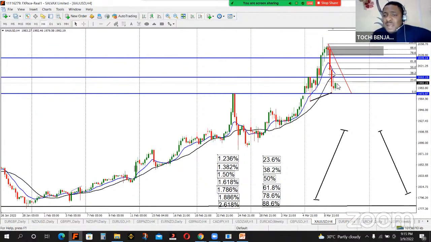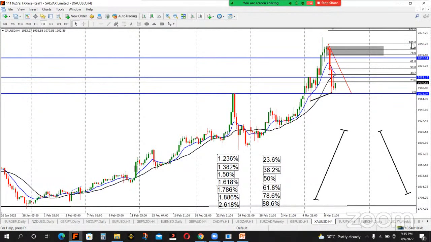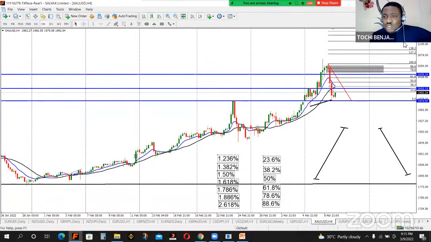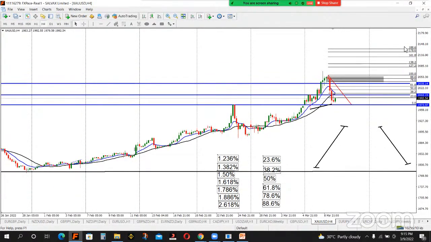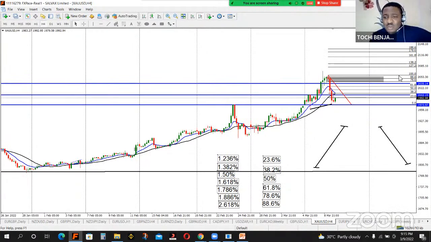If this market really wants to sell, it can do 38.2 or 23.6, which Leonardo Pisano said is not a valid retracement. Valid retracement starts from 38.2, 50, 61.8, 78.6, 88.6, which is deep retracement. Immediately it passes this 100%, look at the 100, then we'll be talking about extension. Look at my extension numbers here. I'll be looking at trading this market with this extension.